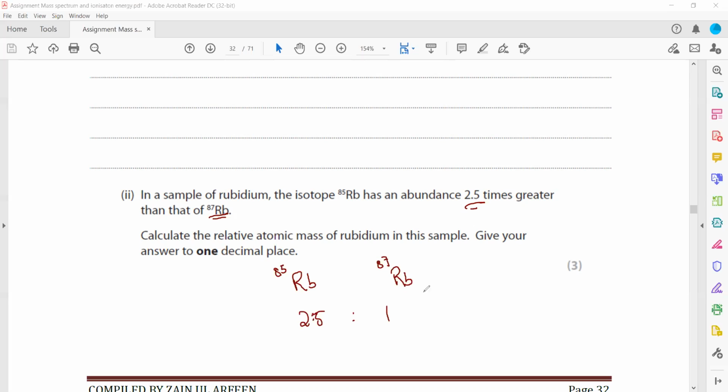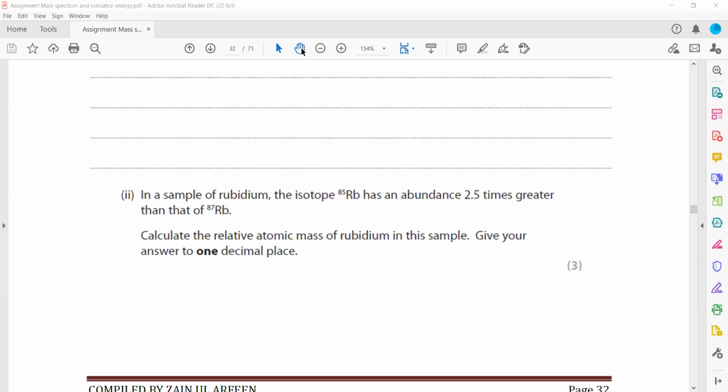If we have the ratio, we can also work out the average atomic mass or relative atomic mass. The ratio, which is 2.5, multiplied by the mass, which is 85, plus the ratio, which is 1, multiplied by the mass, which is 87, and divided by the total sum of the ratio. So 2.5 plus 1 equals 3.5. So for the relative atomic mass, we can just substitute these values and we'll get the relative atomic mass of this rubidium. Is this part clear? That was also a doubt. So when ratios are given, you can simply use this technique to work out the average mass of the isotope.